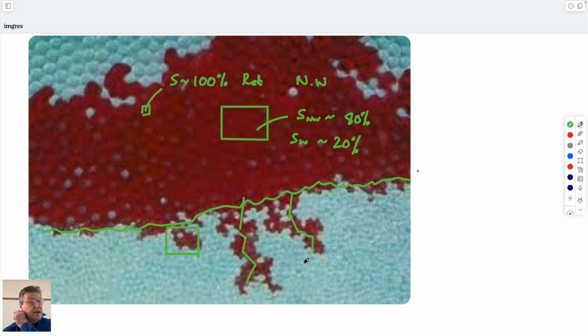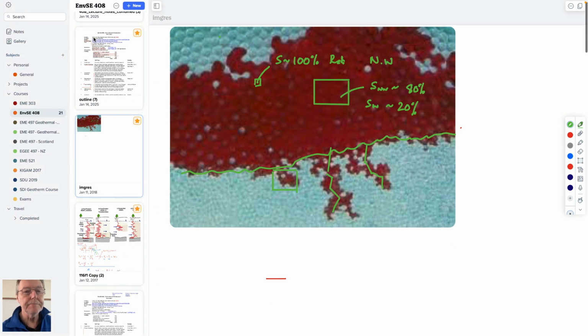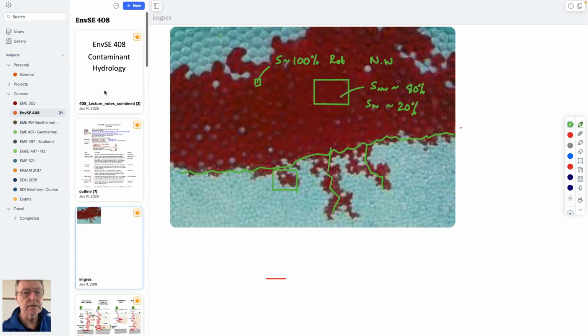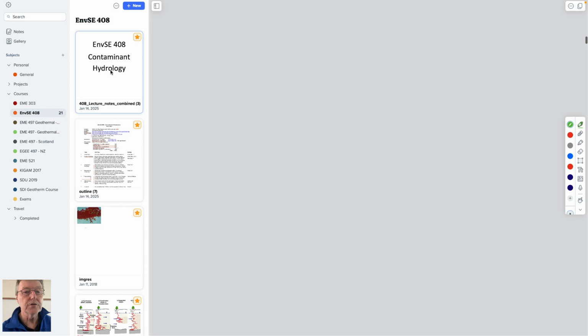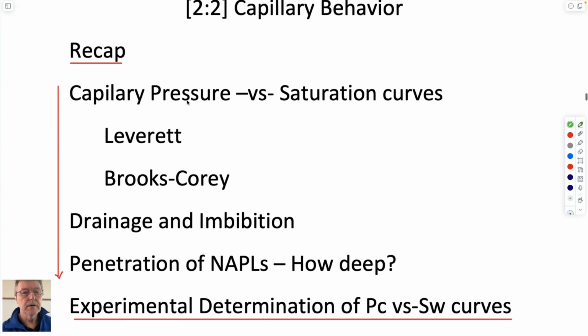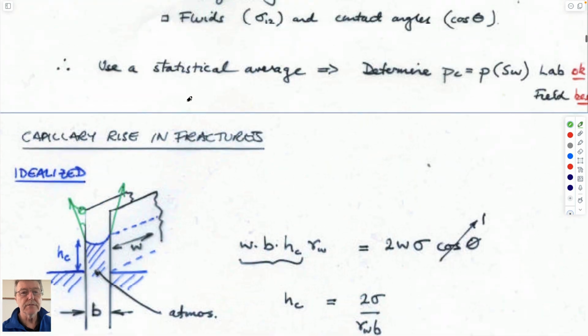And so we'd like to be able to describe in some way the distribution of the saturations within this porous block. And so that's what we'll talk about today for equivalent porous media. But before we go there, let's go back to this. So the one thing we didn't talk about last time is that was our last slide.